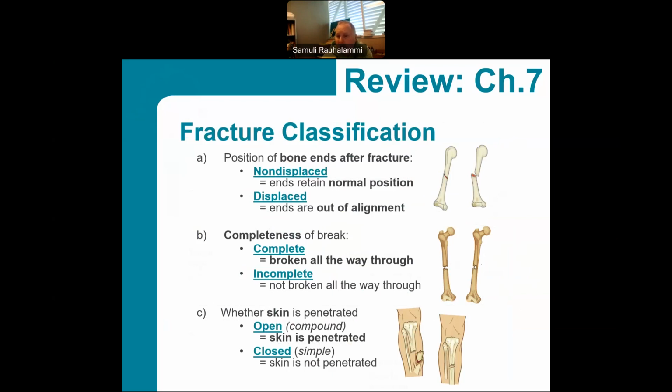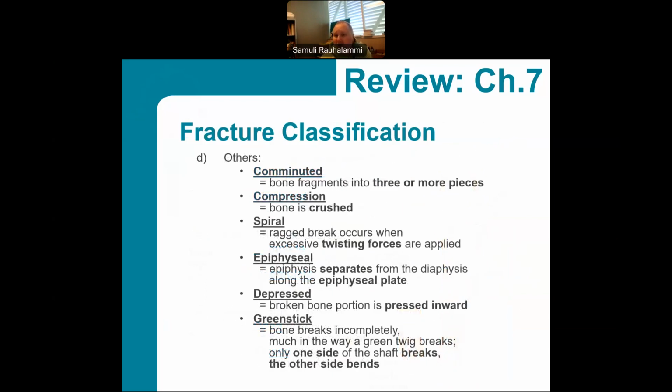The break can be complete or incomplete, so whether it's cracked completely throughout the bone or only part of the way. We can also talk about fractures as closed, so the broken bones remain inside the skin, or an open fracture where we see those bones poking out through the skin. There are many other types of fracture classification systems. I'll mention the greenstick one here.